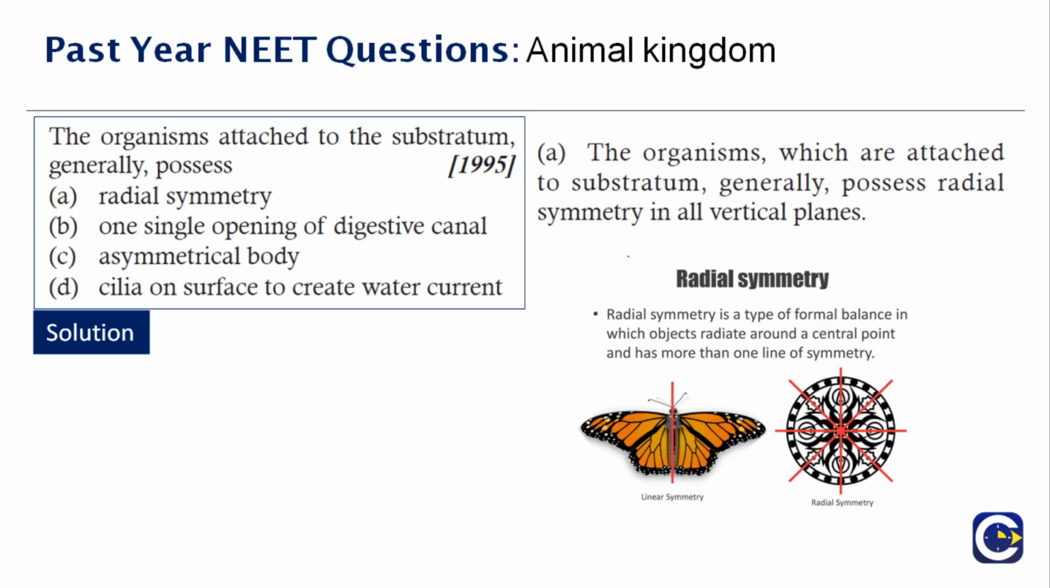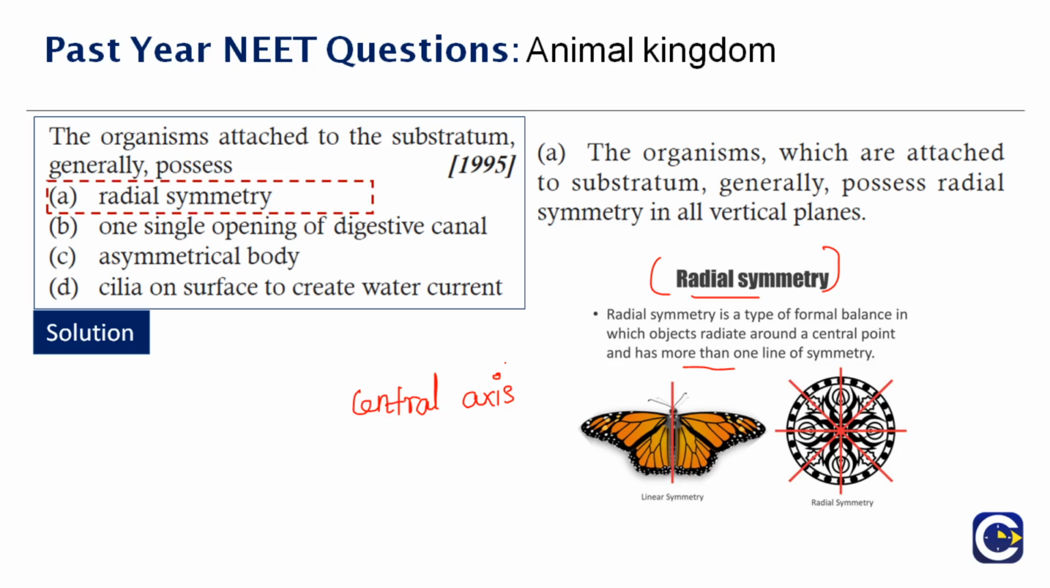Apart from that, radial symmetry is a type of formal balance in which objects radiate around a central point and has more than one line of symmetry. So this is extra information that you need to know about radial symmetry. It gives balance for the organism as well. As I already said, the central axis plays an important role when it comes to radial symmetry. It can have more than one line of symmetry, but all are focused on the central axis. Therefore the correct answer to this question is option A, radial symmetry.